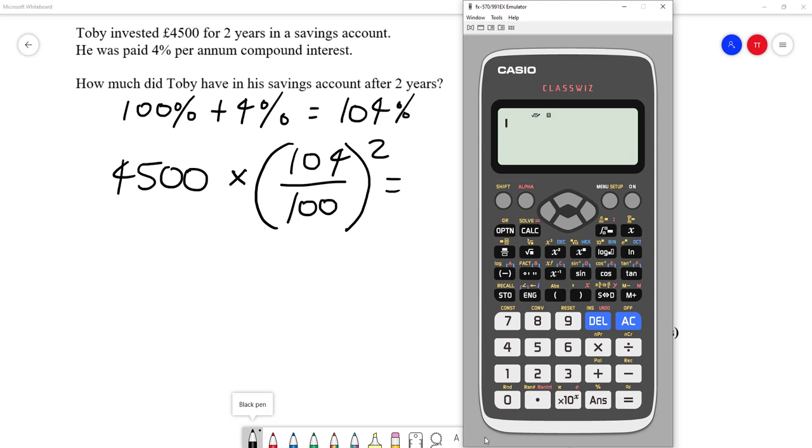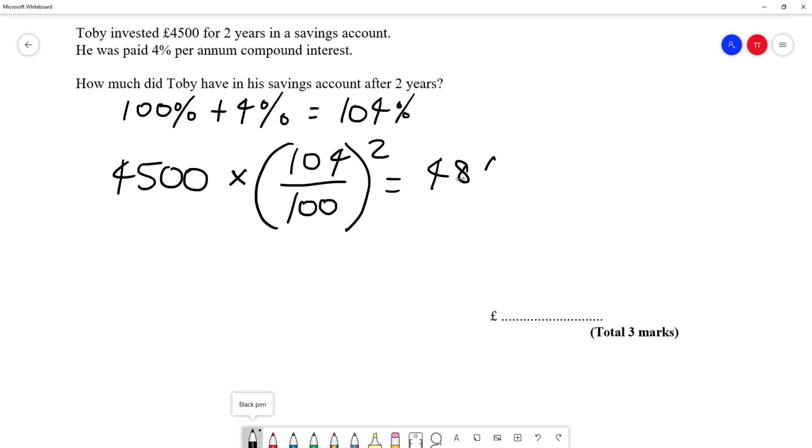Get my calculator. 104 over 100. Press the power button, power of 2. Press SD and round that to 2 decimal places. So in our case, we're going to write it as 4867.20. That's our final solution.